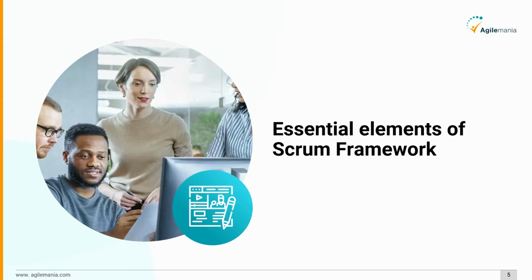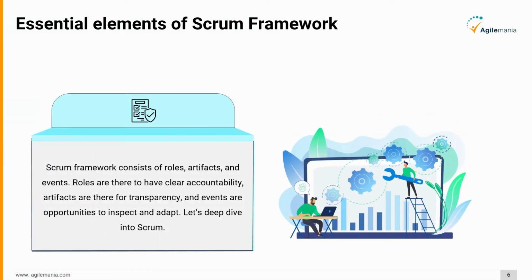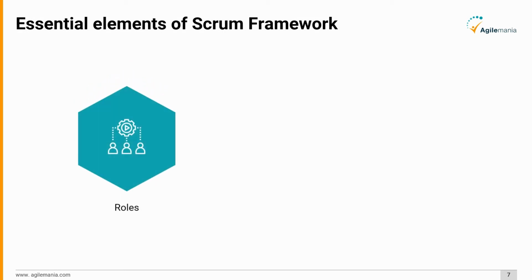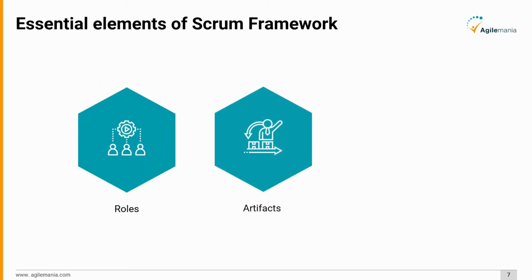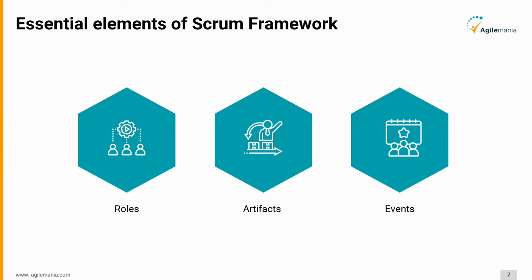Let's start off with today's agenda, the essential elements of Scrum framework. Scrum framework consists of roles, artifacts, and events. Roles are there to have clear accountability, artifacts are there for transparency, and events are opportunities to inspect and adapt. Let's deep dive into Scrum: roles, artifacts, and events. We will discuss each element in brief to have a thorough understanding of the topic.